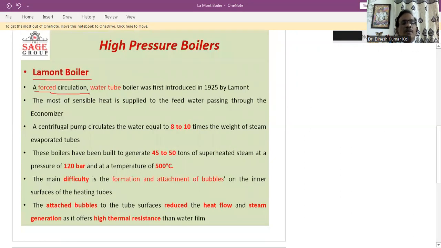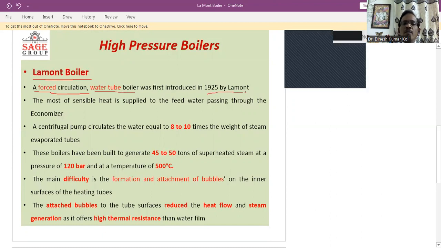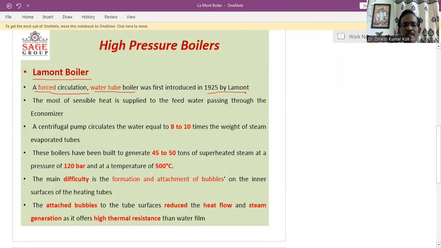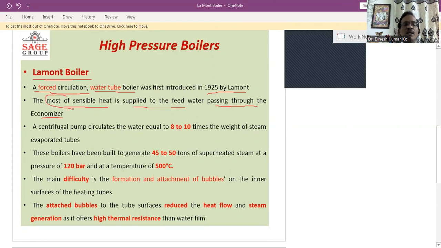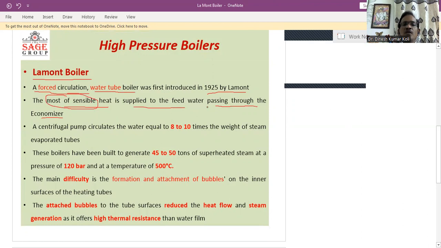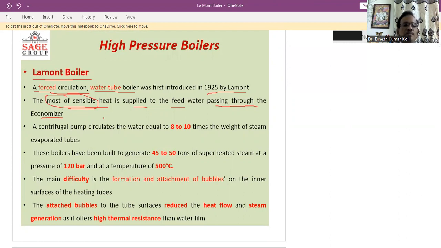It means in this boiler, we use forced circulation, but it is a water tube boiler, and this boiler was first introduced in 1925 by Lamont. Lamont is the name of the scientist who devised this boiler. Most of the sensible heat is supplied to the feed water passing through the economizer. It means we give heat to the feed water, but most part of the sensible heat is supplied to the feed water in the economizer. It means the economizer is the section in which most part of the sensible heat is supplied.